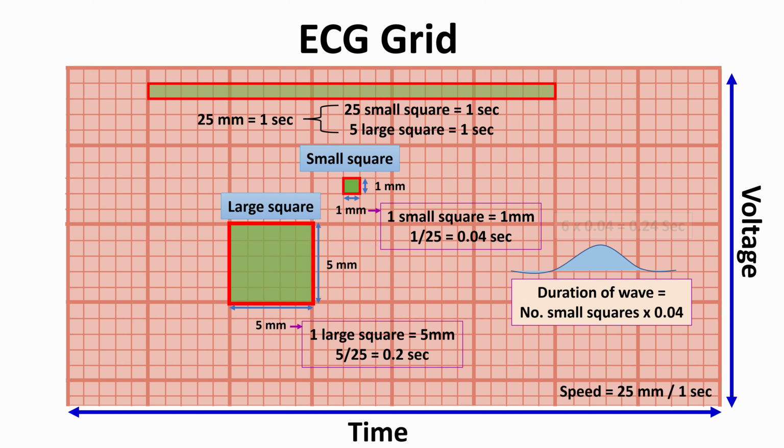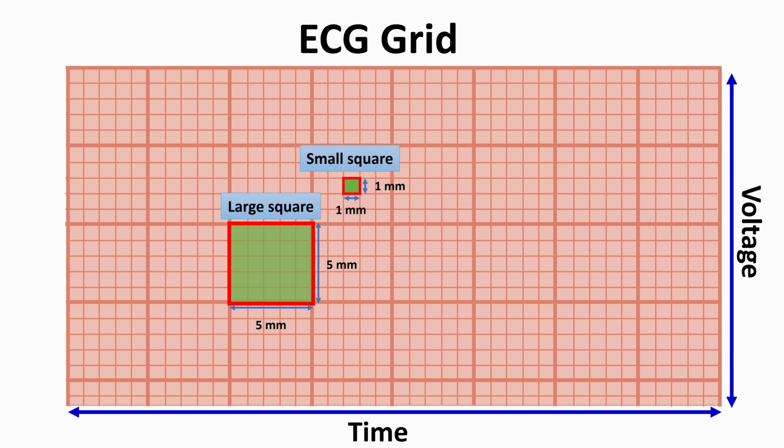Accordingly, 2 small squares represent 0.08 sec, 3 small squares represent 0.12 sec, and 6 small squares represent 0.24 sec. In this wave example, it occupies 6 small squares, multiplied by 0.04 equals 0.24 second.